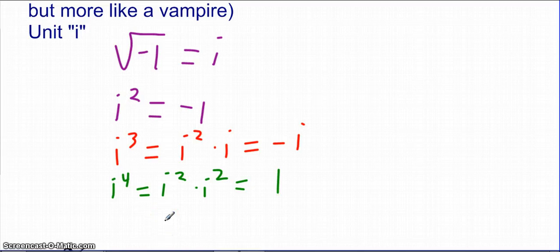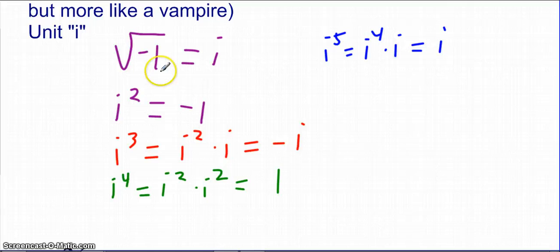So i to the fifth would be i to the fourth times i, which is just i. We're never going to go the other way. So if we have i, we're not going to write it as the square root of negative 1. Whenever we have the square root of a negative, we bring the i out from that square root.